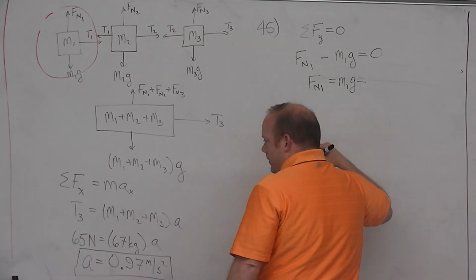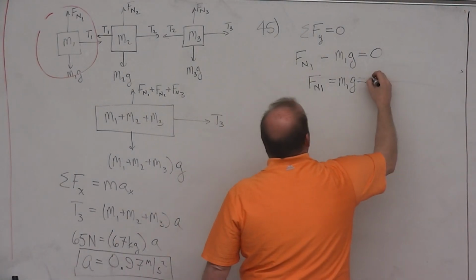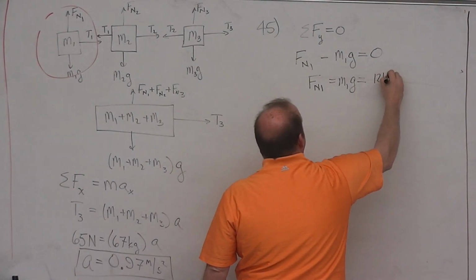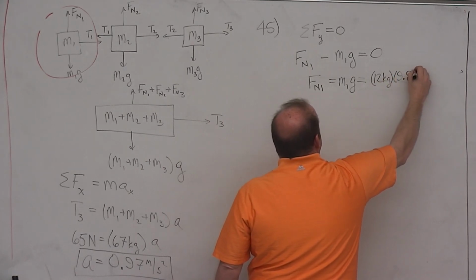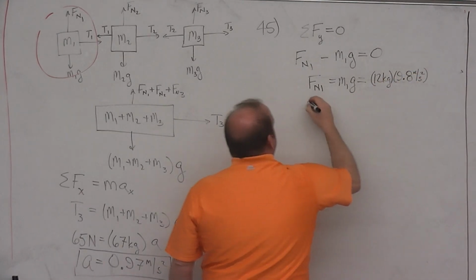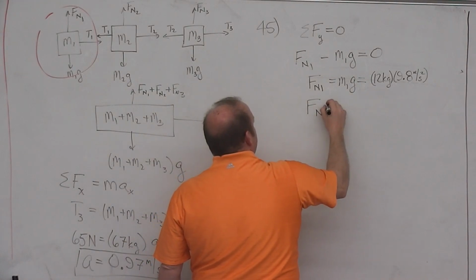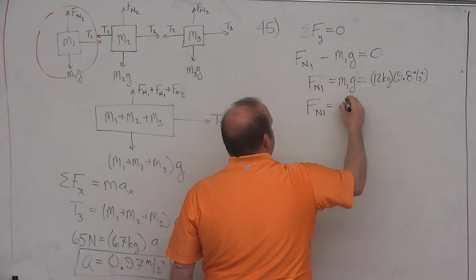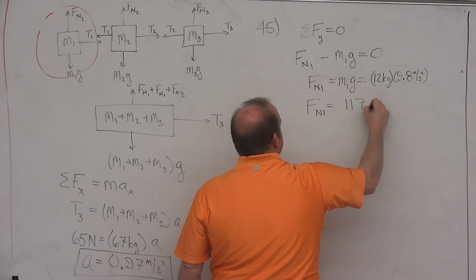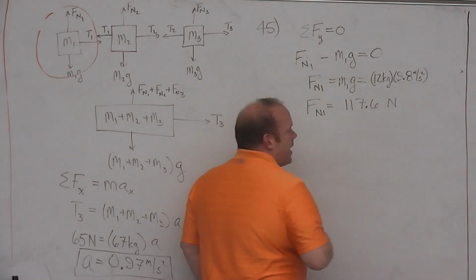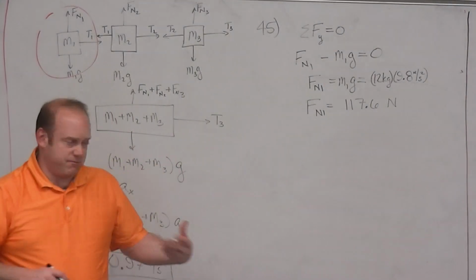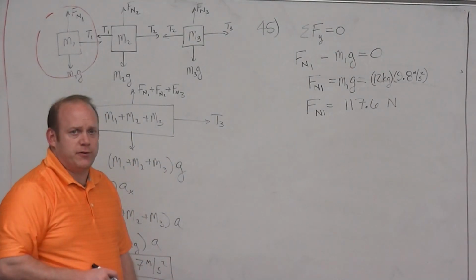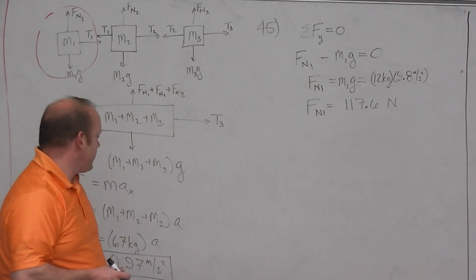Okay? So that's going to be 12 kilograms times 9.8 meters per second squared. And so the normal force on 1 will equal 117.6 newtons. Okay? They didn't ask for that in this case, but it's just useful to know how to do, especially when we get into the next chapter.